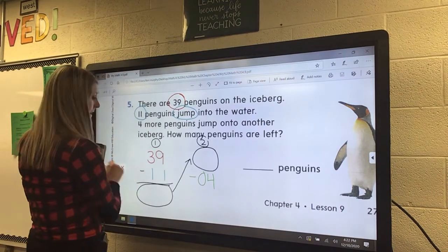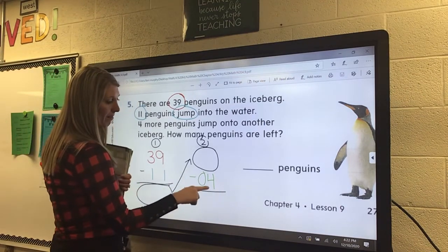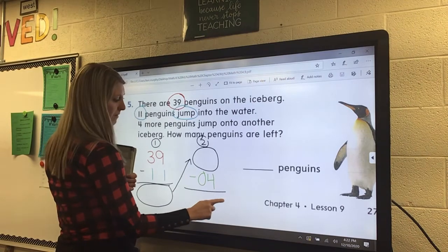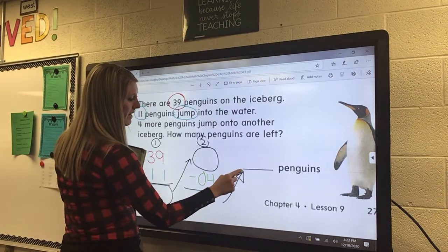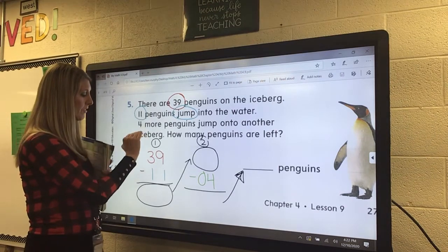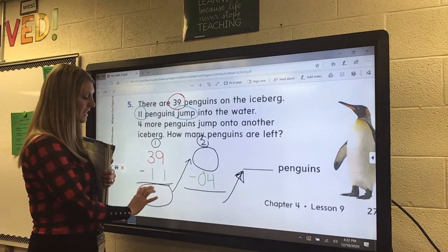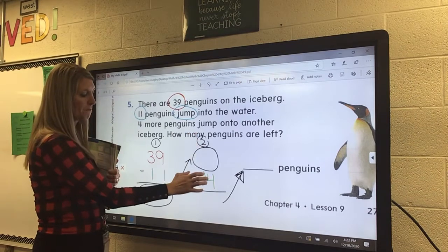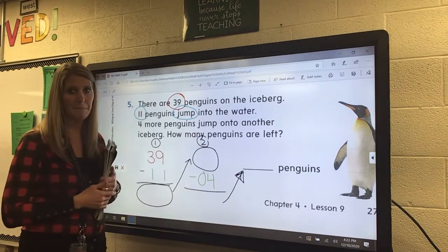Okay. And then how many penguins are left? So then put that right up here. Whatever your answer is here, put it there. Just make sure you subtract 39 minus 11. Whatever your answer is, put it up there. Subtract 4, and then put your answer up there.